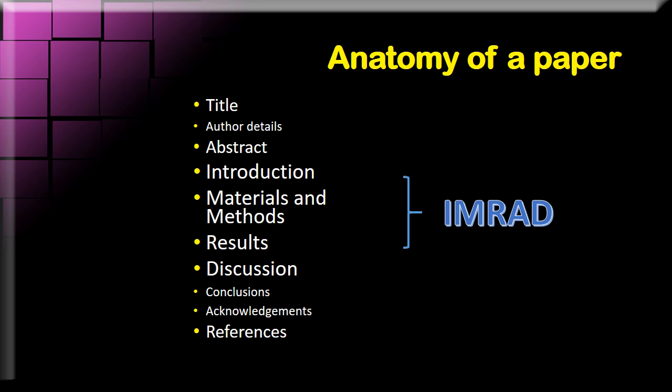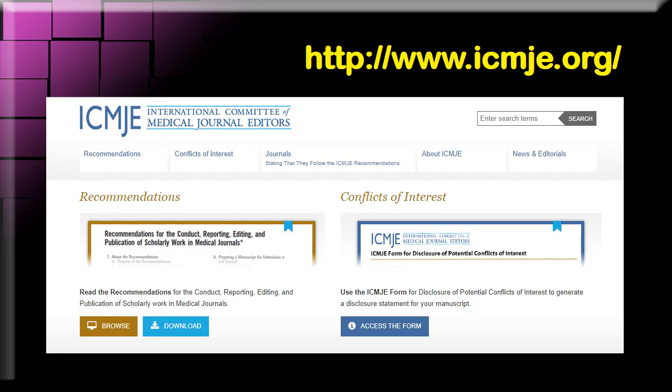The paper that you write must conform to the standard, what I call the anatomy or the structure of the paper. It will have a title, author details, abstracts, and most importantly, the introduction, materials and methods, results and discussion sections called the IMRAD. It will also have conclusions, acknowledgements and references. As we go along, eventually we will be talking a little bit about each of these parts of a paper.